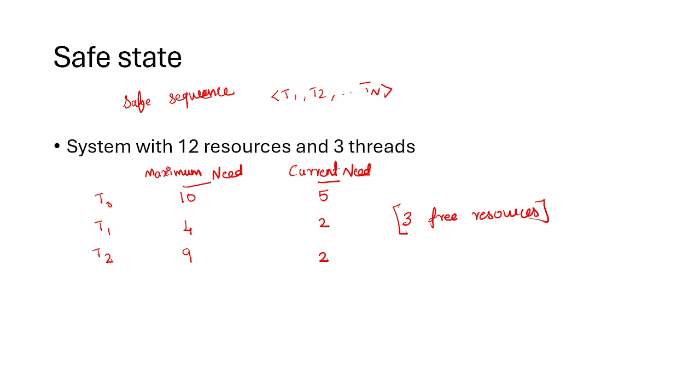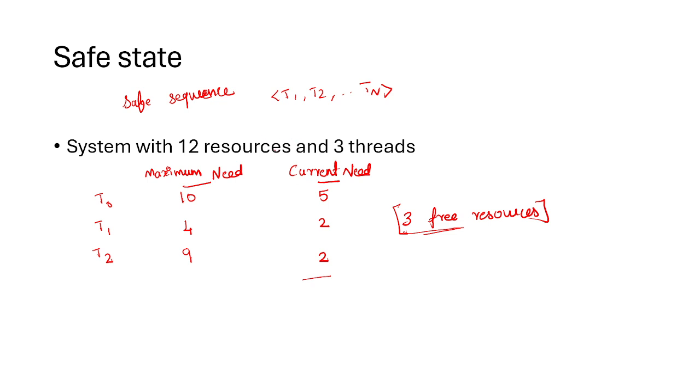Consider a system with 12 resources and 3 threads. The current need of the 3 threads is: thread T0 is 5, the current need of T1 is 2, the current need of T2 is 2. Okay. So out of the 12 resources, 9 are in use. So 12 minus 9, there are 3 free resources available. Now the maximum need, this is what is currently in use.